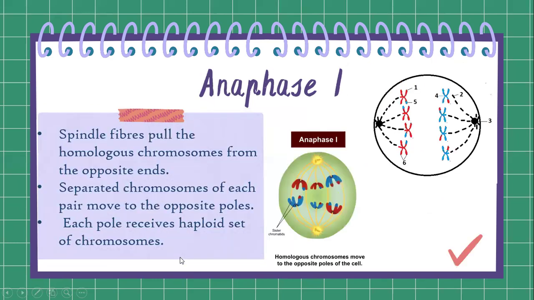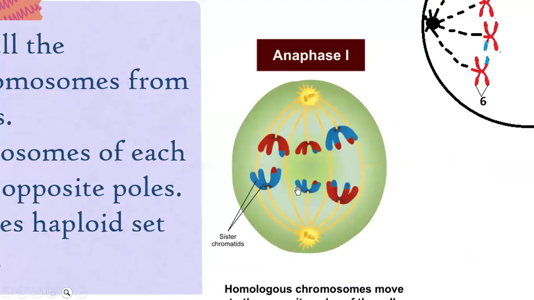You have seen that. Then is the anaphase. Anaphase is once again the same. The pulling force is responsible for getting apart and separating the chromosomes from each other. In this case, spindle fibers pull the homologous chromosomes from the opposite ends. Separated chromosomes of each pair move to the opposite pole. Each pole receives a haploid set. Now, anaphase one is responsible for forming haploid cells.